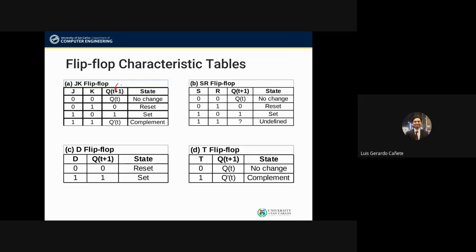Okay, so the trigger that we're talking about is the edge that we want. So it could be the positive edge or the negative edge. So Q(t+1) is after the trigger, Q(t) is before the trigger.